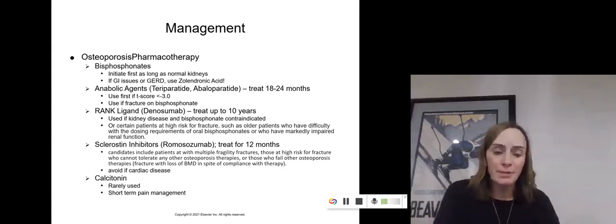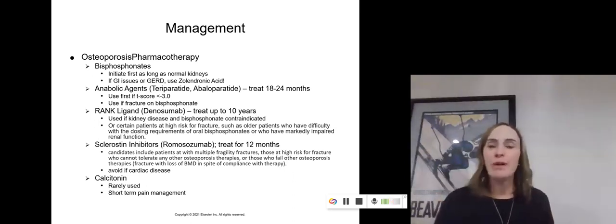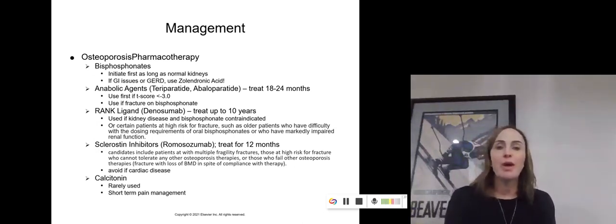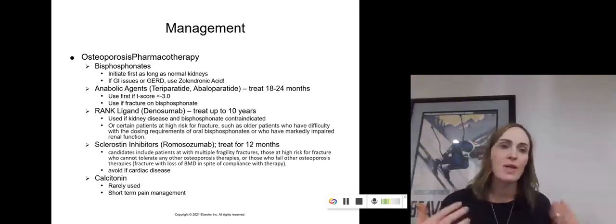If they have GERD, so if they have any GI issues, or they're for whatever reason going to forget to take a weekly pill, then you can give them zoledronic acid. Zoledronic acid is essentially a bisphosphonate given IV, and it's great. They come in once a year. You give it to them for 3 years in a row, and then you reevaluate whether you want to continue the treatment or switch them to something else.